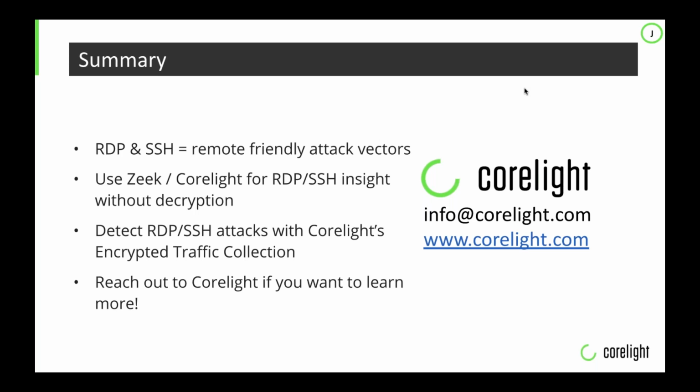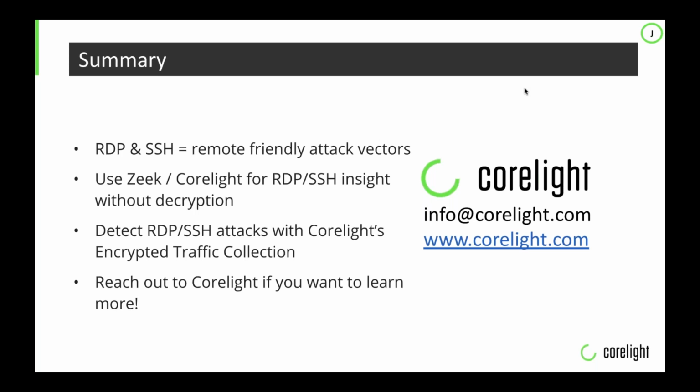We need to be thinking about how to defend against these protocols, especially in cases where decryption is not a possibility. You might be doing packet capture today in your environment, but if you don't have the keys to decrypt those packets, it doesn't matter if you're capturing RDP and SSH packets. Those are kind of useless packets if you're not able to decrypt them. That's where Zeek and Corelight can really come in and help illuminate your environment around those RDP and SSH connections with those logs that I showed you earlier.